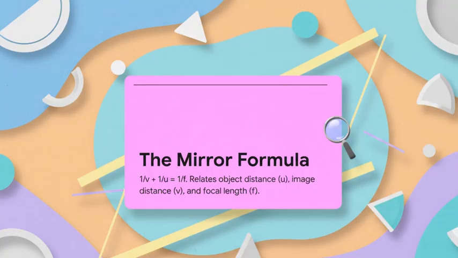And here it is, the beautiful, elegant mirror formula. This one little equation connects the object's distance, u, the image's distance, v, and the focal length, f. Now look very, very closely. See that sign in the middle? It's a plus sign. Do not forget that.